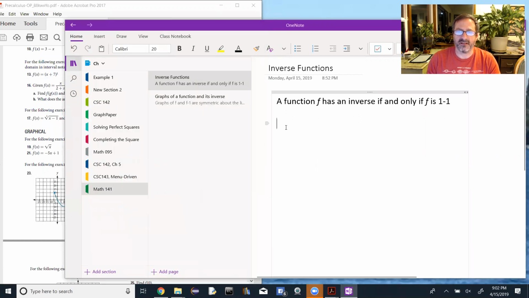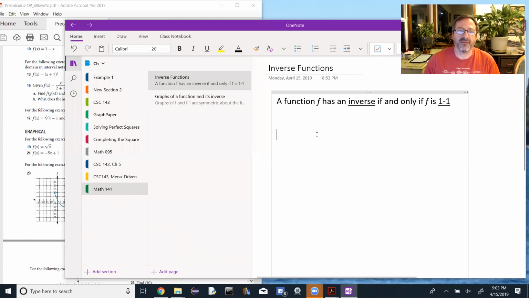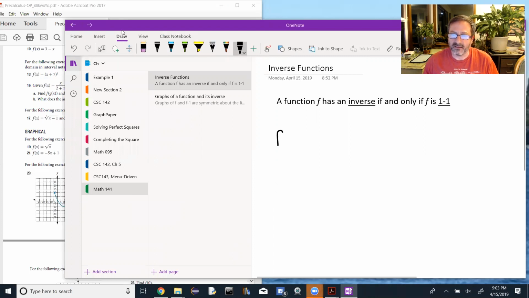Well, if you remember, in order for f to have an inverse, it has to be one-to-one. So f has an inverse if and only if f is one-to-one. So to have an inverse, you have to be one-to-one. If you're one-to-one, you have an inverse. So if we look at any of these three functions, let's look at the second one, f of x equals (x minus 6) squared. If we look at that function, that is a quadratic, and quadratics are not one-to-one. So it would not have an inverse.